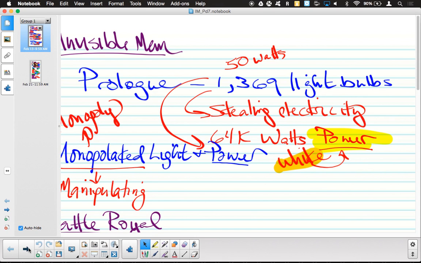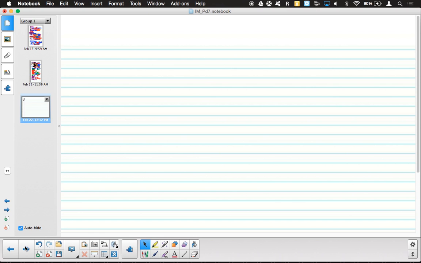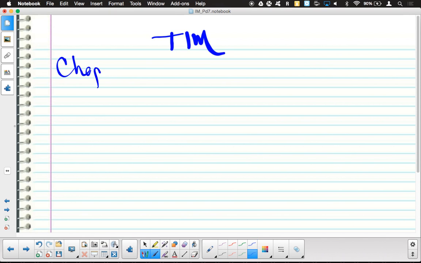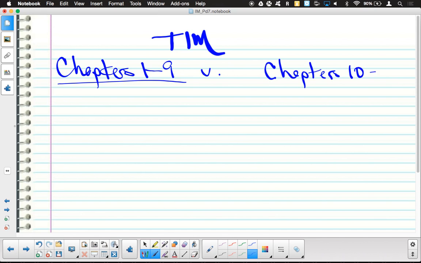So what would be ways that you can look at it? How would you describe Tim earlier or later in the book? What would be some definite scenes from Tim early on that you think are very different from how he is later, or vice versa? Vince, I'll get to you here in a moment. So, chapters 1 to 9, versus chapters 10 to 15.